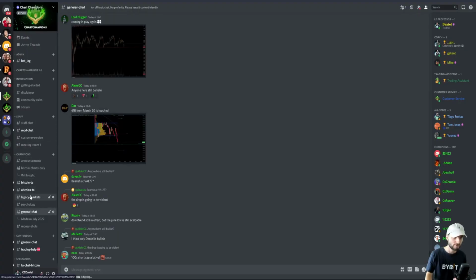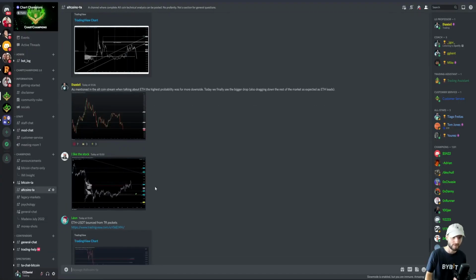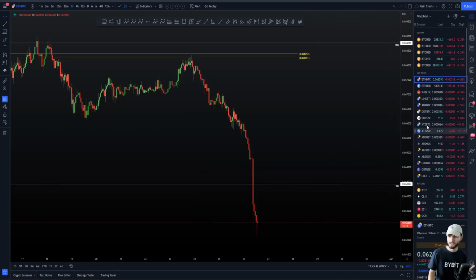I actually posted this over in the altcoin TA a little bit earlier. As mentioned in the altcoin stream when talking about Ethereum, the highest probability was more downside, and today we finally see the bigger drop, which also, as we know, Ethereum leads the altcoin market, has also dragged down the rest of the market. I suppose while I'm talking about it, we do have a bit of time. We can take a quick look at Tezos.